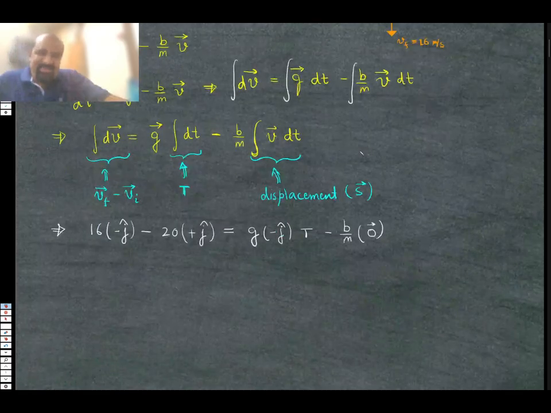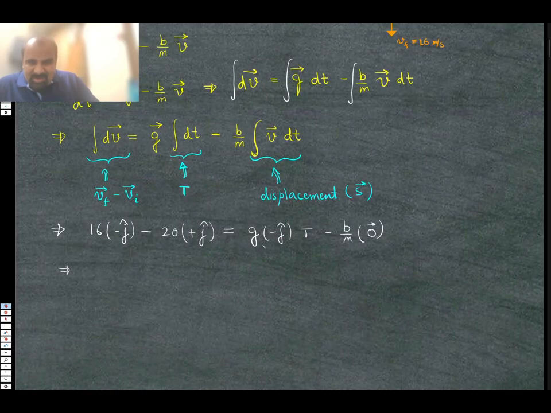So we get the answer. We have to find the total time taken. This is the total time taken, capital T, and we get the answer in a single step. This is actually a single step. I am explaining it, so I'm taking so much time. Otherwise, it's a single step.